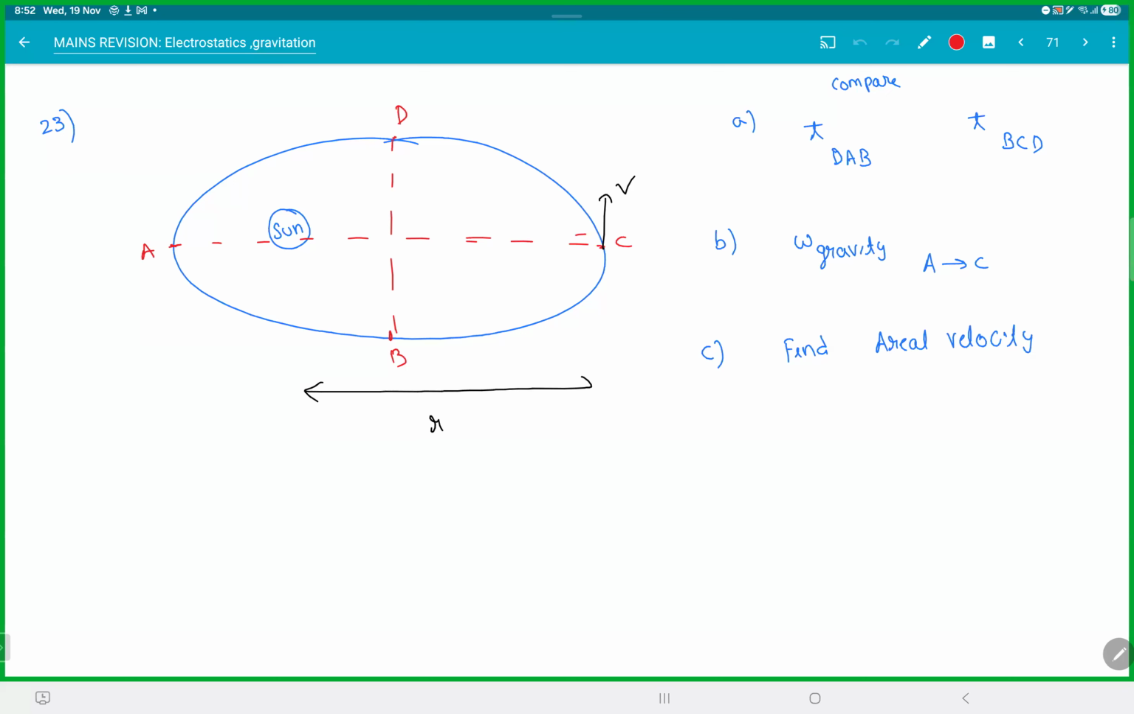This is another good one. We have a comet or a satellite going around the sun. This distance is r and that distance is v. Compare the time taken to go from DAB and BCD. What is the work done by gravity from A to C: positive, negative, or 0? And find the areal velocity.